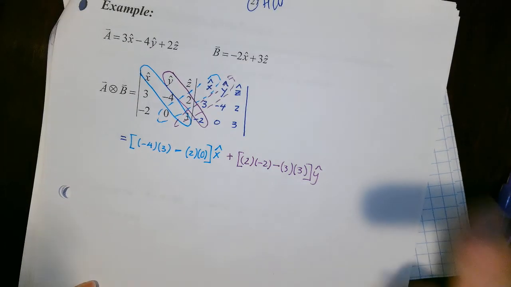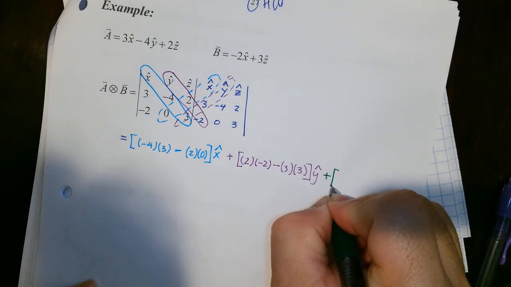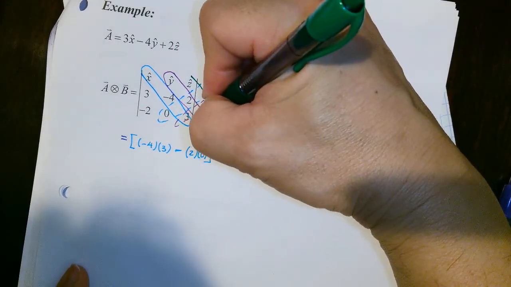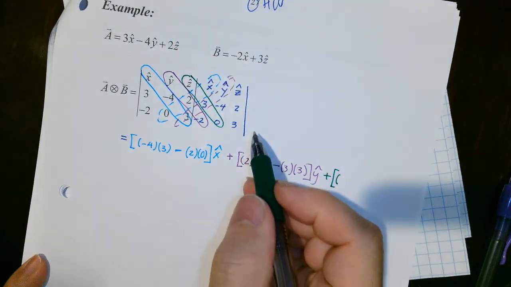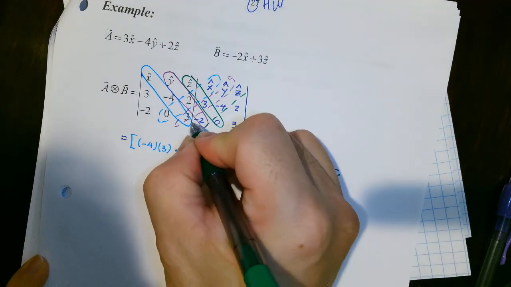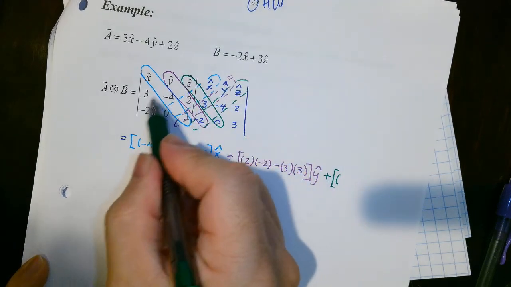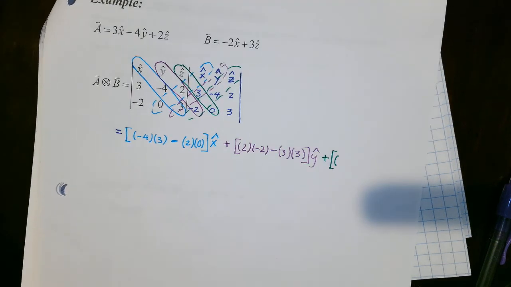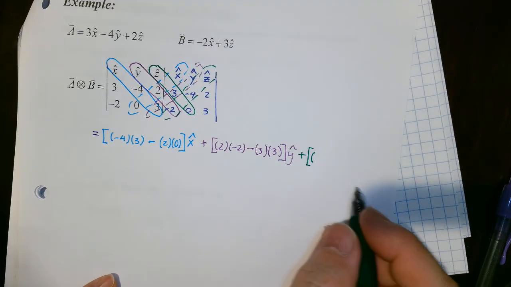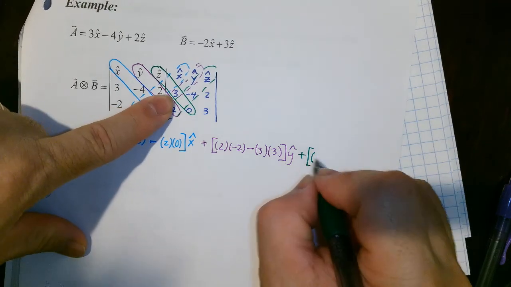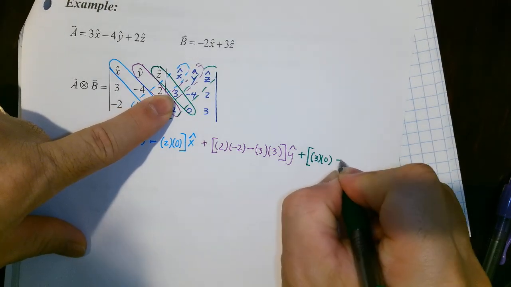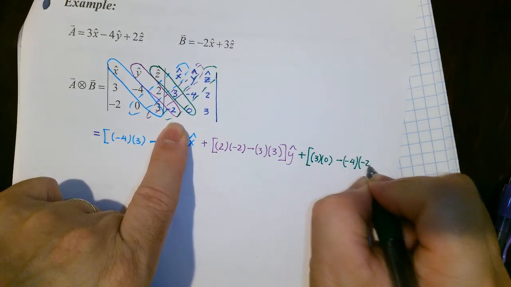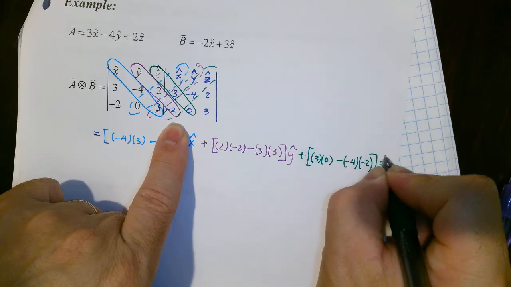And then plus this minus this. Or you could have just gone here without adding the third column, but we have plenty of room here, so why not, right? So here I have 3 times 0 minus negative 4 times negative 2, z hat, okay?